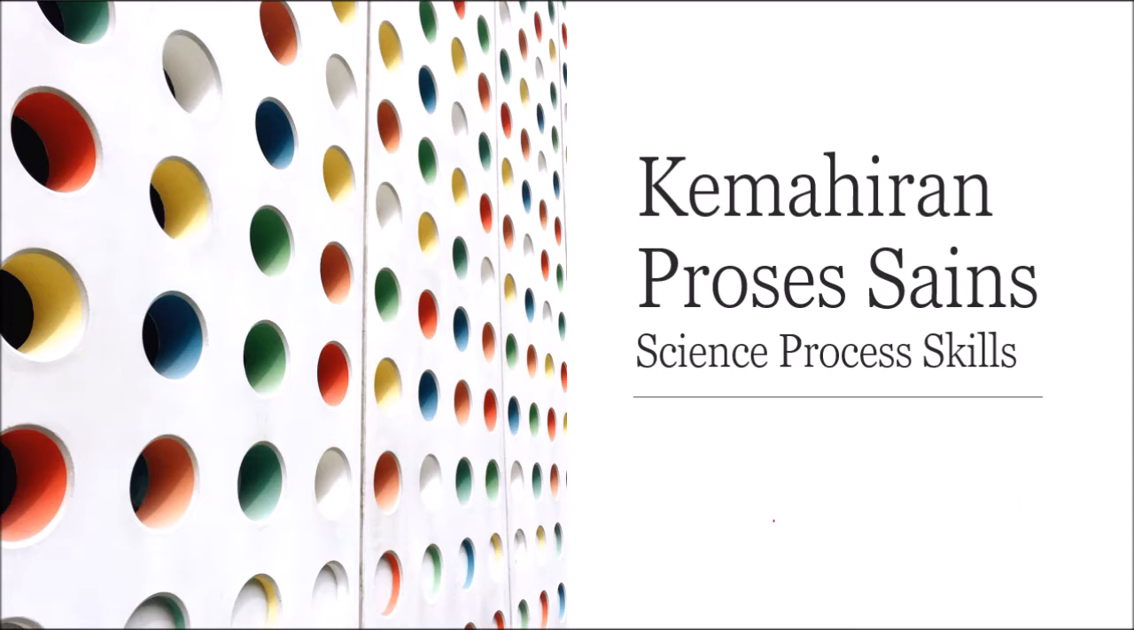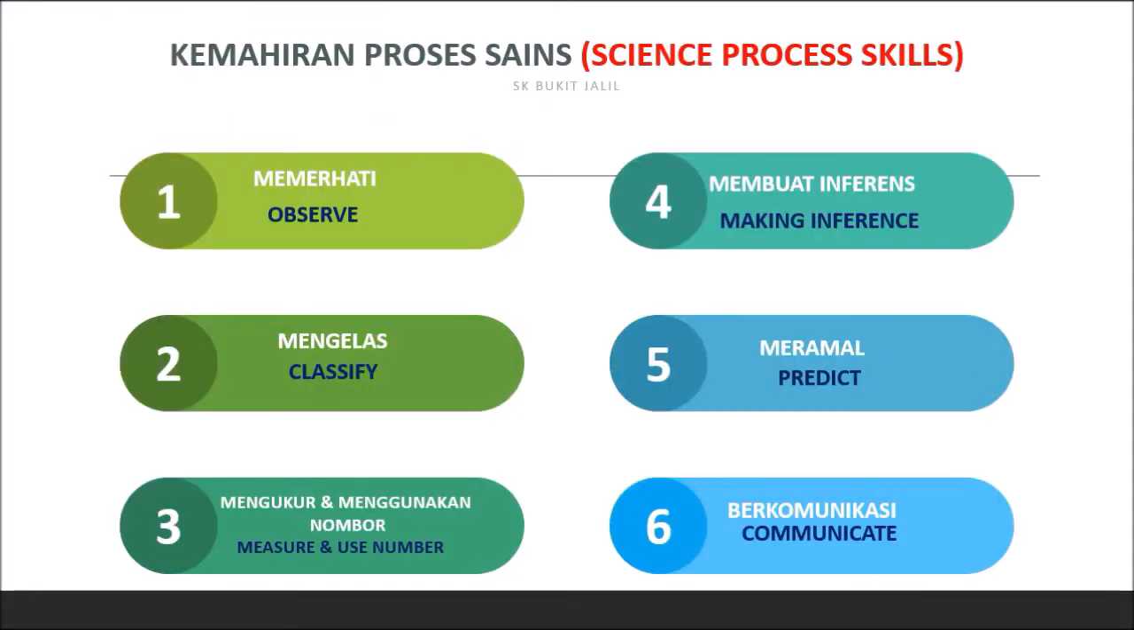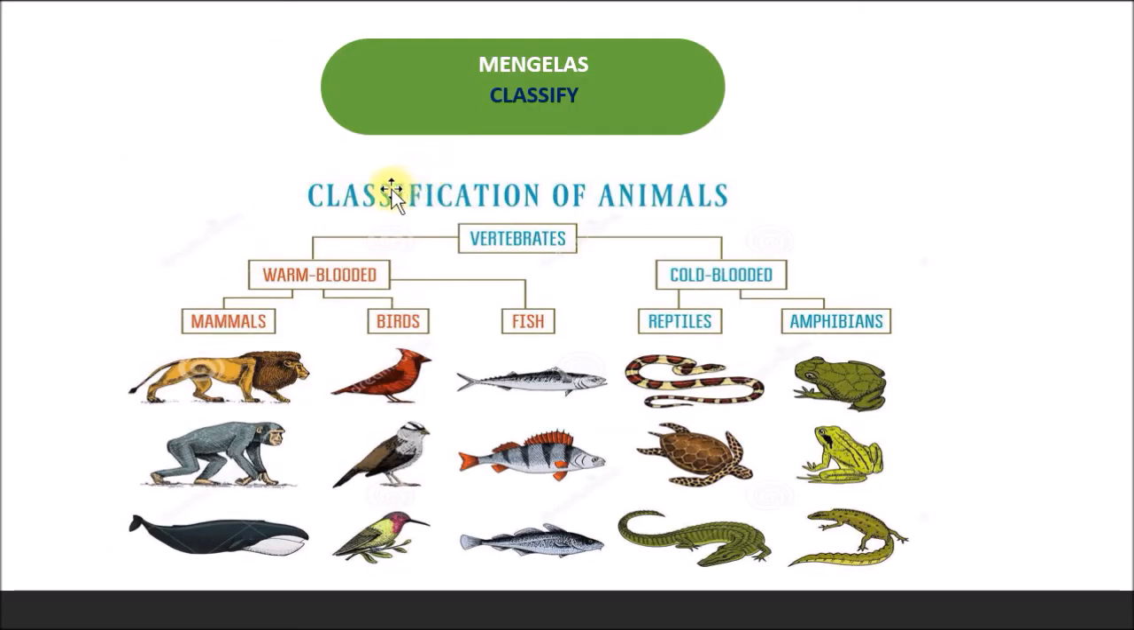Alright, as for today, we're going to learn about other skills in science process, okay? That are classify, measure and use number, making inference, prediction and communication. Let's go one by one. Okay, classify. What is classify?